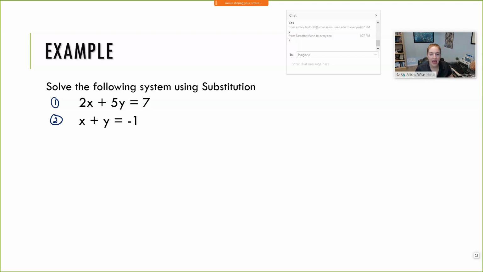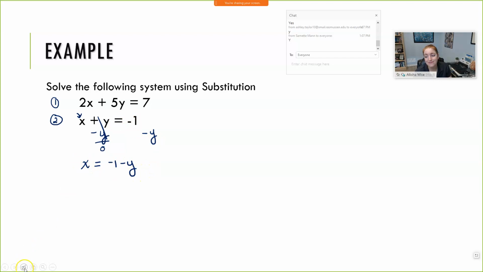So why don't I go ahead and take equation 2 and rewrite it. I'm going to actually isolate x. I'm going to get x by itself because I want to show you that you could get x by itself or y. It doesn't matter. So the first step would be get rid of that y. It's currently being added, so we have to do the opposite, which is to subtract. So this becomes x equals -1 minus y.